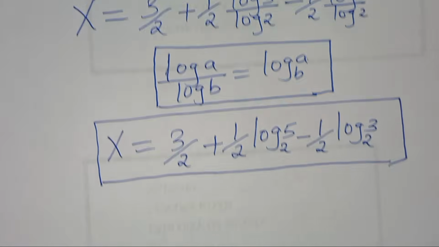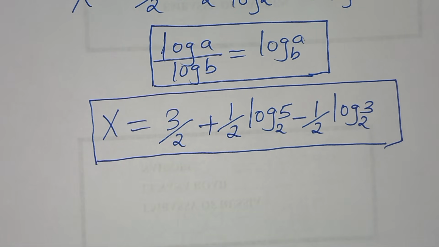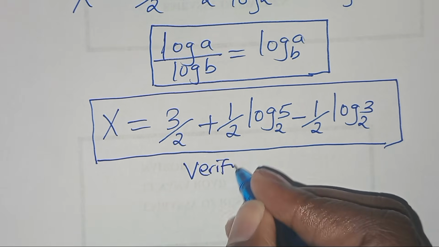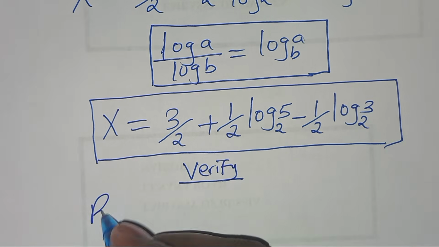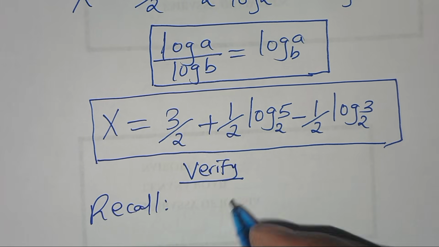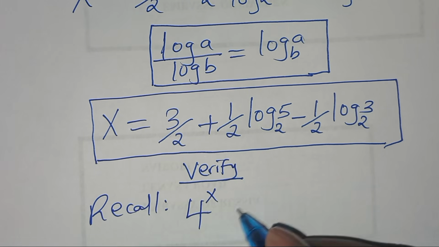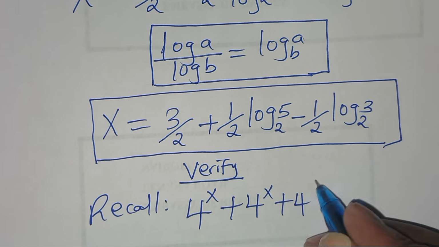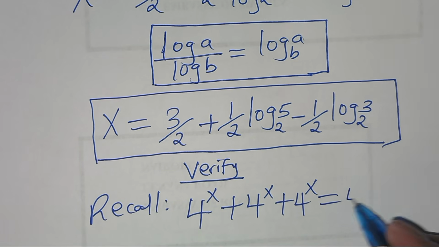Let's verify that this value of x actually satisfies the equation. Now, if you recall here, we had that 4 to the power x plus 4 to the power x plus 4 to the power x should give us a value of 40.